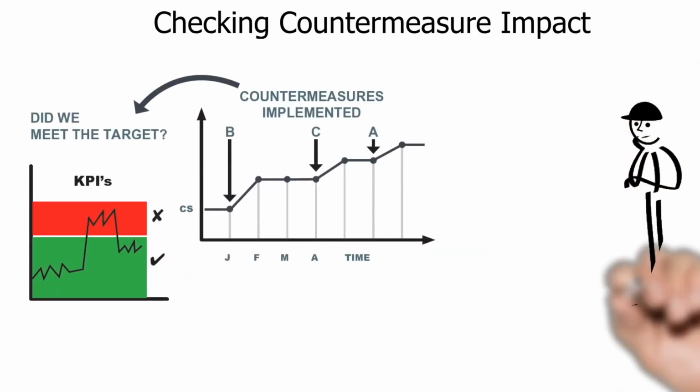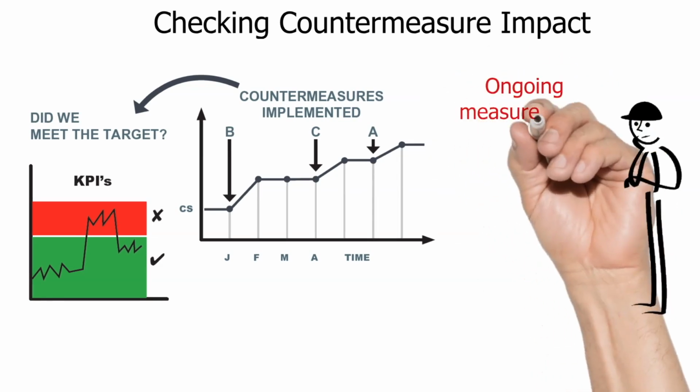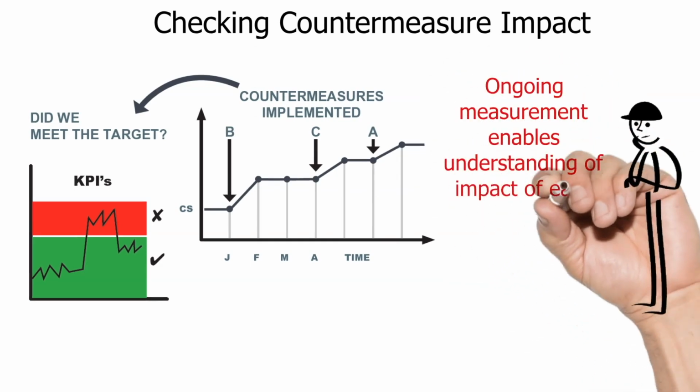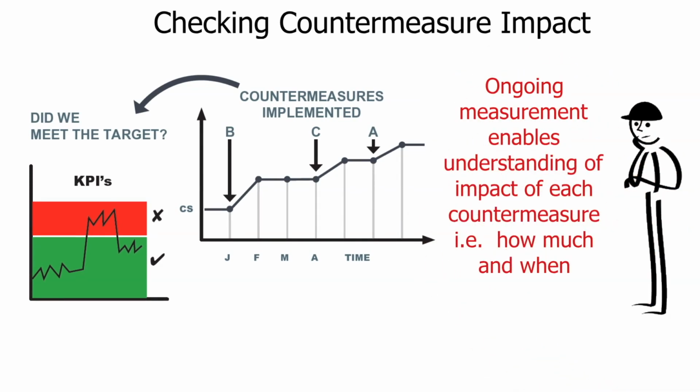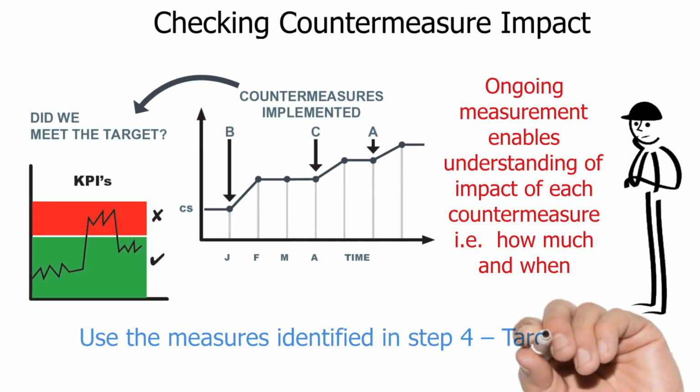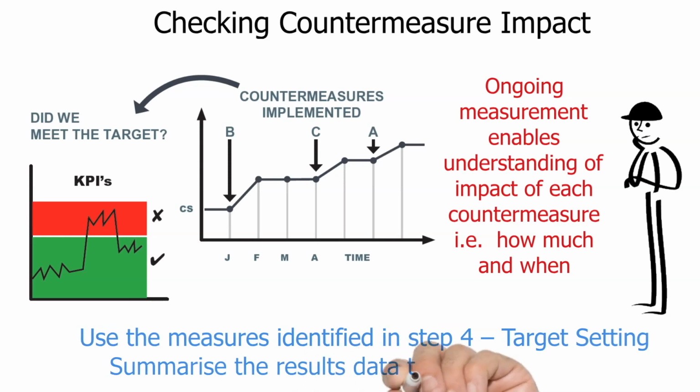Checking countermeasure impact. We do this by asking, did we meet the target after we've implemented each countermeasure? Ongoing measurement enables understanding of the impact of each countermeasure, i.e., how much and when. Use the measures identified in Step 4 target setting. Summarise the results data to show conclusions.